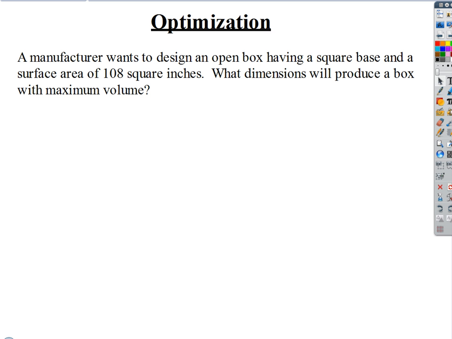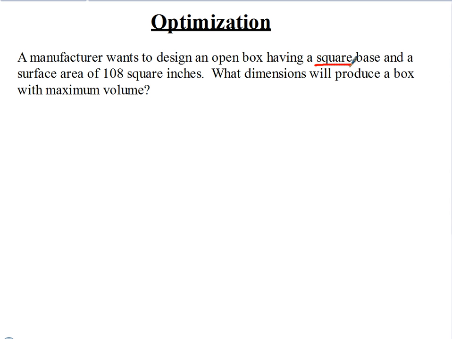So say we got a problem like this. We're given some parameters, but we need to maximize something. The section we're talking about now, from here on out, there's a couple of other minor applications we'll talk about, but mainly it's optimization. It means we're going to either maximize or minimize some quantity based on some parameters we're given. In this case, a manufacturer wants to design an open box, so no top on it, having a square base, and that's, as we'll see, key here, and a surface area of 108 square inches. What dimensions will produce a box with maximum volume?